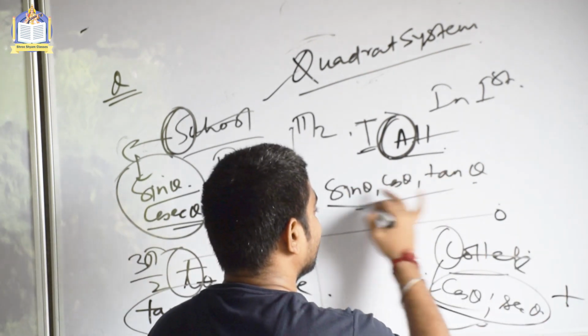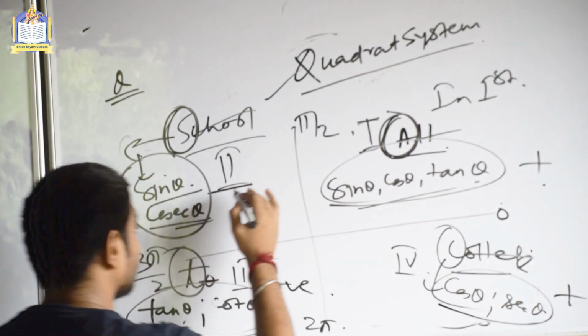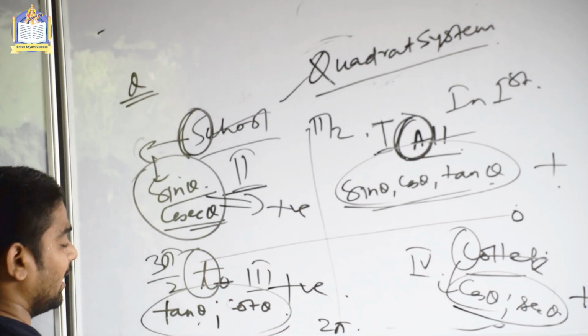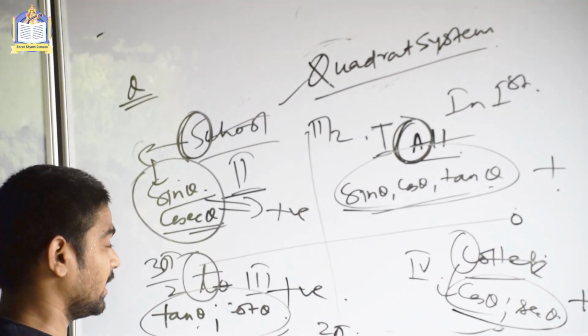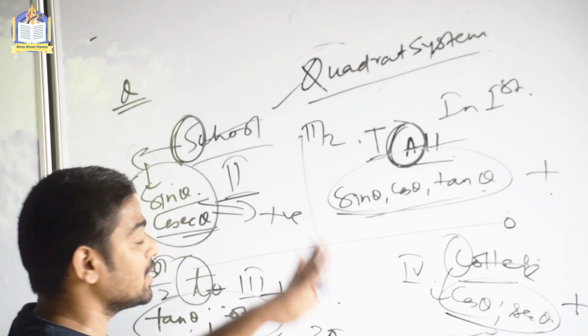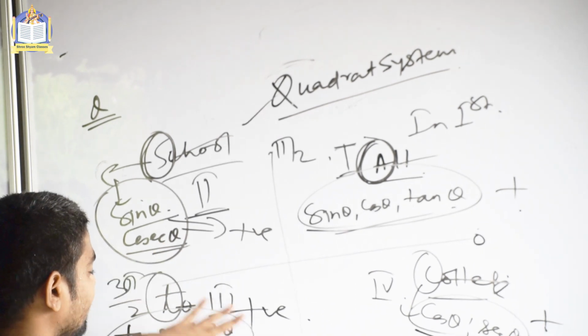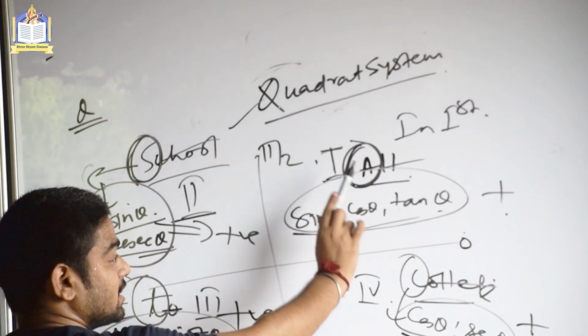Here all trigonometric ratios are positive. Here in the second quadrant only sine and cosec are positive, and in the third quadrant tan theta and its reciprocal cot theta are positive. Hope it's clear. This is the quadrant system. Now we shall be proving how here all trigonometric ratios are positive and how sine theta is negative and all this.